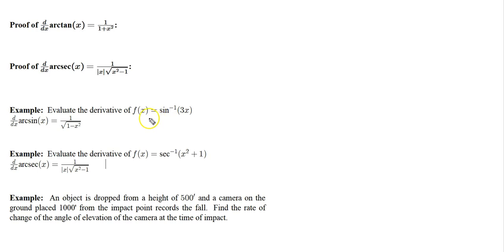So let's evaluate the derivative of these two functions. First of all, the arc sine of 3x, and then the arc secant of x squared plus 1. And don't get confused, I use the notation sine to the negative 1 power to indicate the inverse sine function here. So we want to differentiate this.